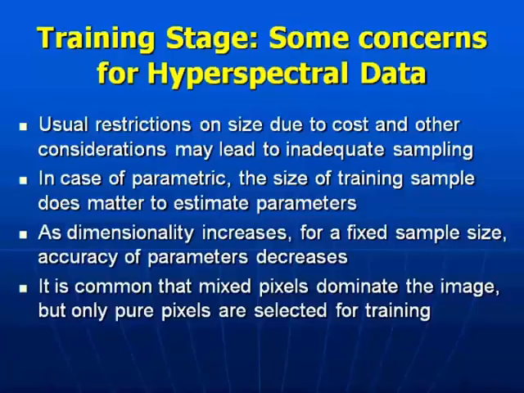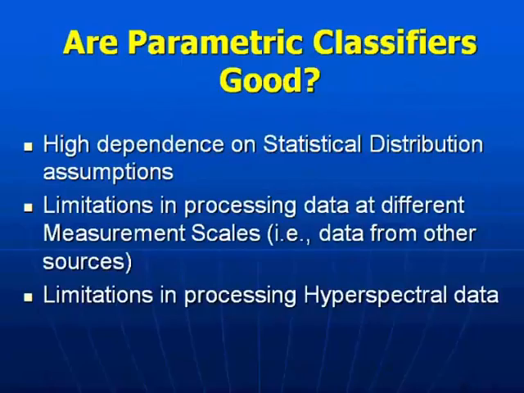Further, it is common that mixed pixels dominate the image, but only pure pixels are selected for training. So training sample size will always be an issue. Therefore, parametric classifiers have limitations in producing quality classification from hyperspectral data.